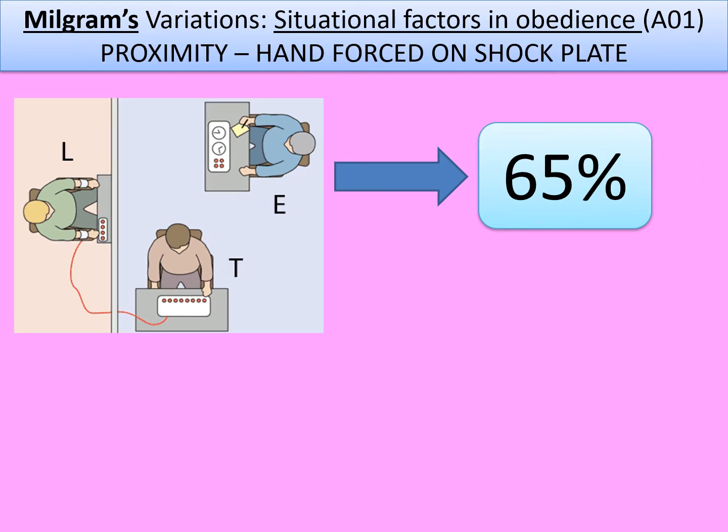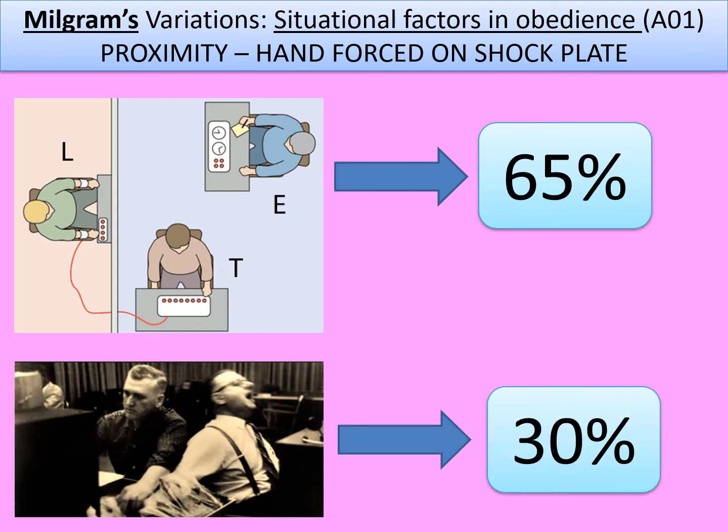There's another proximity study, and it was called hand forced on shock plates. You've got the original study there, 65% obedience. And when they changed it so that the learner refused to answer questions, and if they did that, the teacher had to force the hand of the learner onto the shock plate, like in that picture there, they found that obedience dropped to 30%. So the more that you reduce the proximity between yourself and the person that's being hurt, the less likely you are to obey. Remember, the learner wasn't really being shocked, but they were acting as though they were, screaming their head off, and so the teacher would have felt even more guilty.